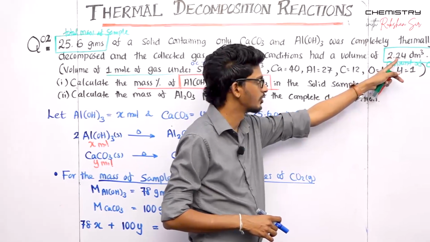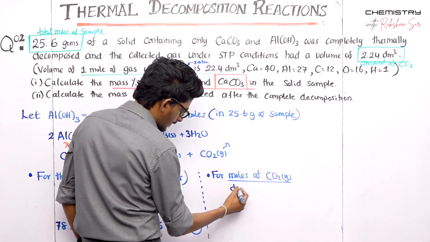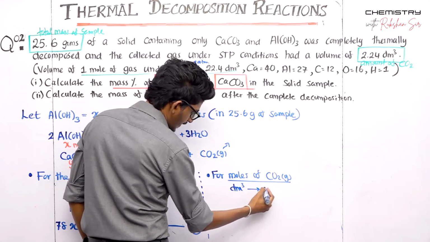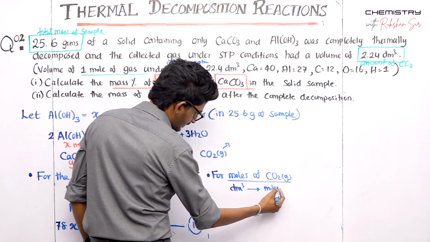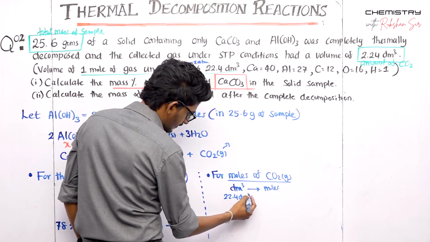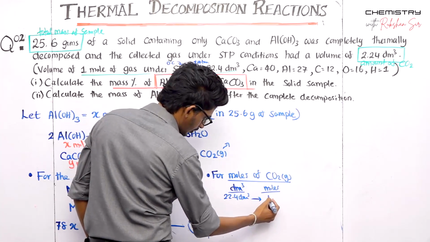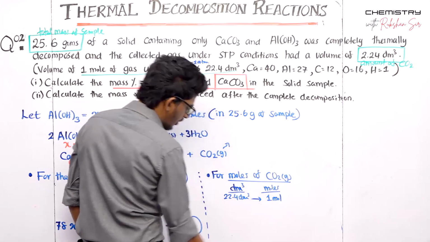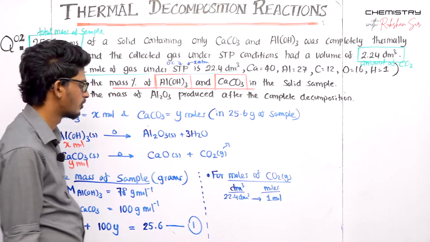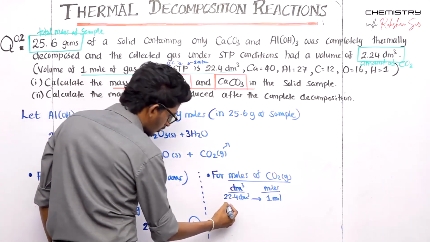First of all, let's convert this value towards moles, from decimeter cubes to moles. So 22.4 decimeter cubes represent 1 mole. So 22.4 portions are for 1 mole. Now we have 2.24 portions.